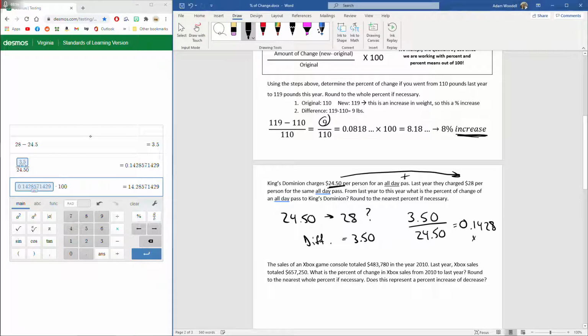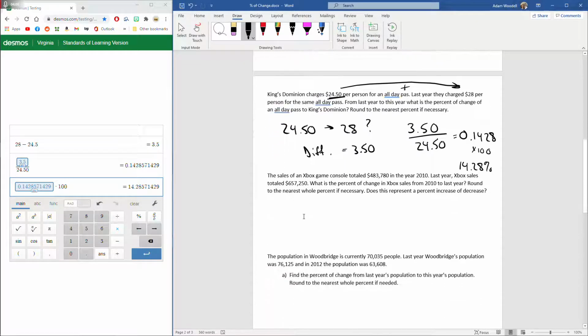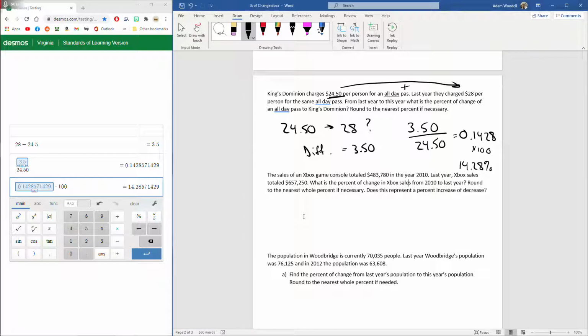And if I multiply by 100, I end up with about 14.28. So it's about a 14% change. Let's just keep going. The sales of an Xbox console is $483,000. Last year, the sales were $657,000. What is the percent of change from 2010 to last year?